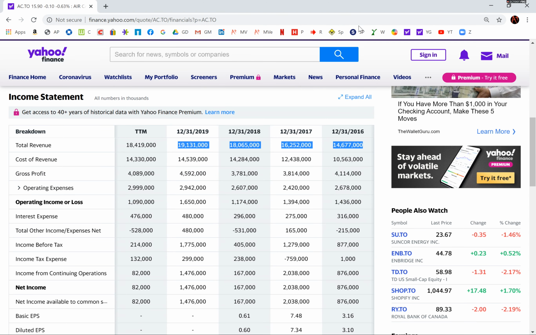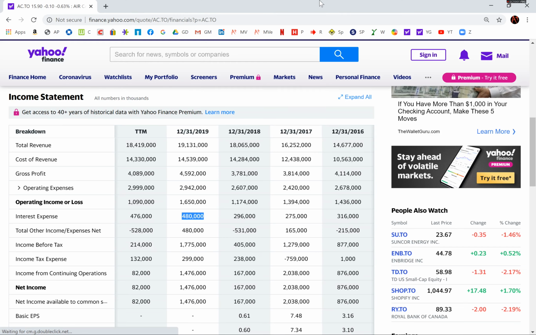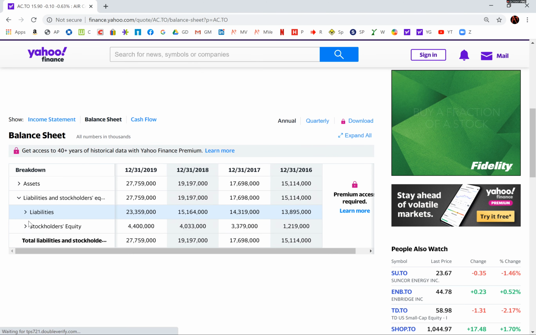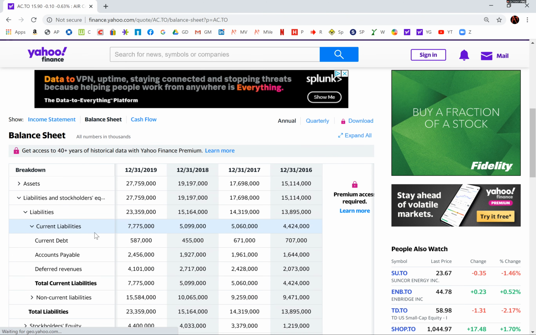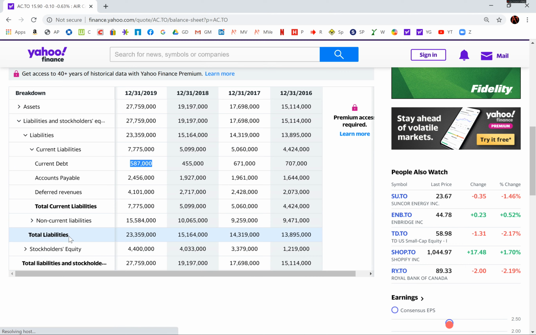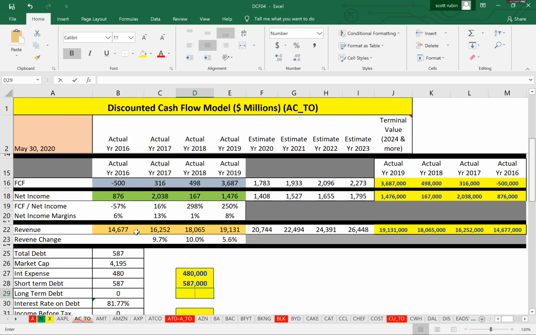Then we need the interest expense, because we need to figure out the capital structure so we know what to discount the cash flows by. So the interest expense of 480 million. Then we need to see how much debt they have, and we look in the balance sheet on the current debt, current liabilities, 587 million. And then the non-current debt, the long-term debt of 5.2 billion.